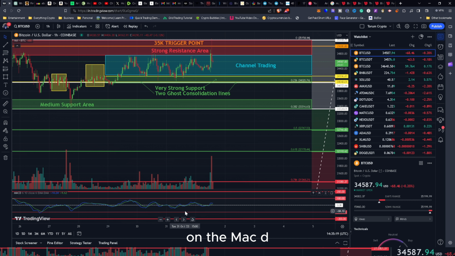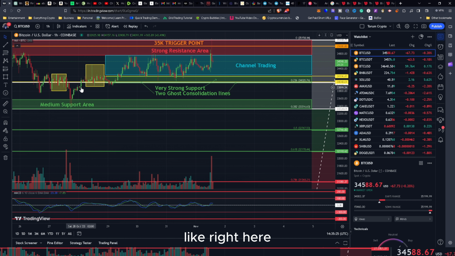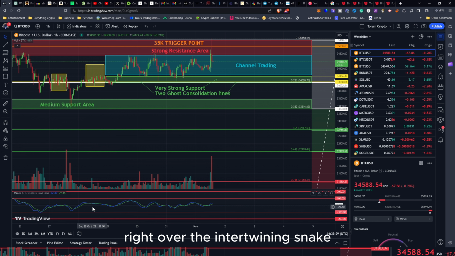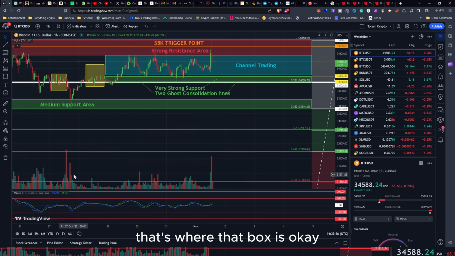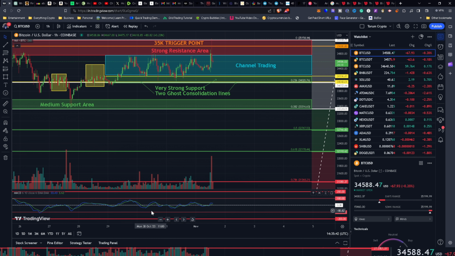On the MACD, consolidations usually look like an intertwining snake, like right here. And you'll notice this is where my box is, right over the intertwining snake. There's another little one right in here. That's where that box is. Okay, that's what this is used for in my style of trading.